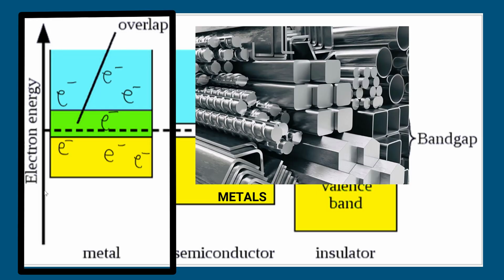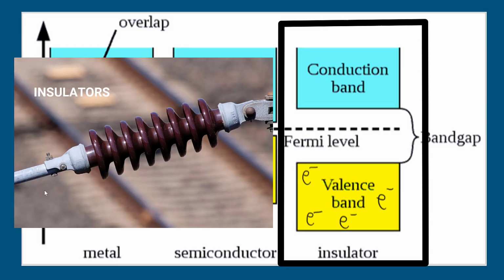Metals, in contrast, have an overlap between their valence and conduction bands, meaning the electrons are free to move about their valence and conduction bands. Insulators have a large gap between their valence and conduction bands, so the electrons in the valence band require a large amount of energy to excite over to the conduction band.